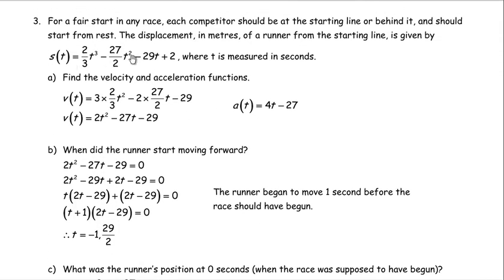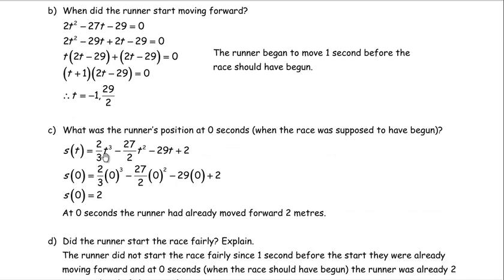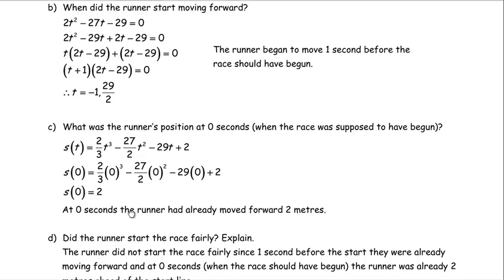So if you go back to the original function, and put 0 in place of time, in order for it to be a fair race, they're supposed to start at the starting line or behind it. So if we put 0 in that displacement function, that's 0, that's 0, and that's 0, but the 2 means that at time 0, the runner had already moved forward 2 meters. So they're moving before the race is supposed to start, and at a time of 0, they're 2 meters forward. So they certainly false started.